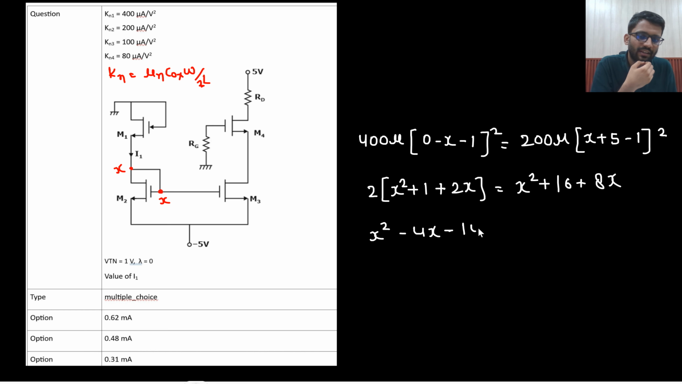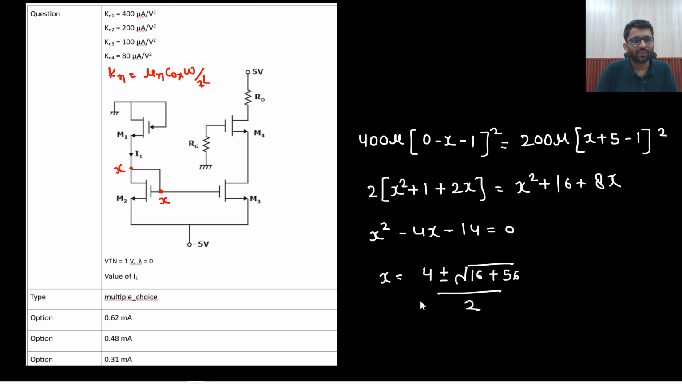So x²−16x−14 should be equal to 0. So the x value is (−b ± √(b²−4ac)) upon 2a. But the x value should be negative. Why should it be negative? Because if it is positive, then the transistor will not even turn on. This is 0. If this is positive, then VGS would be negative, and the transistor will not even turn on. So it has to be negative.